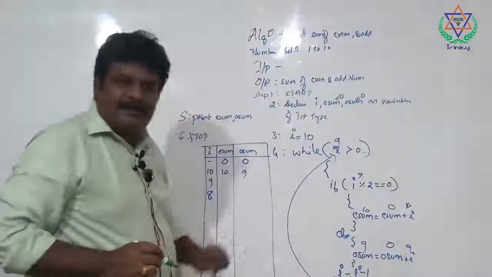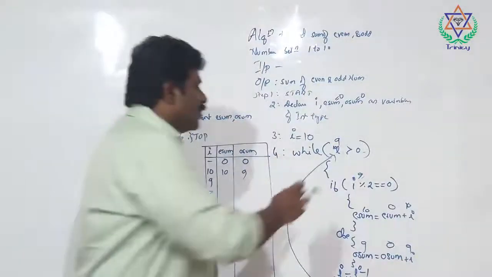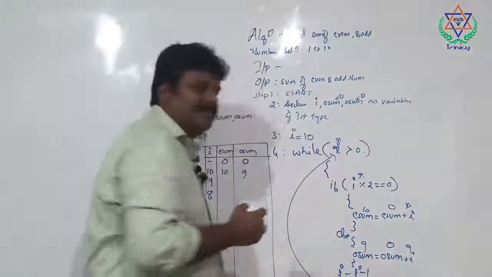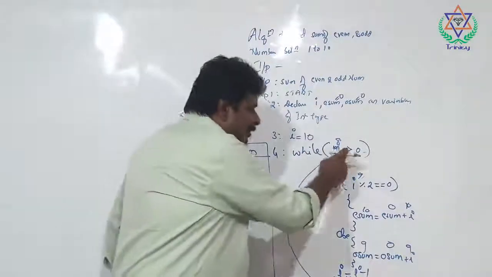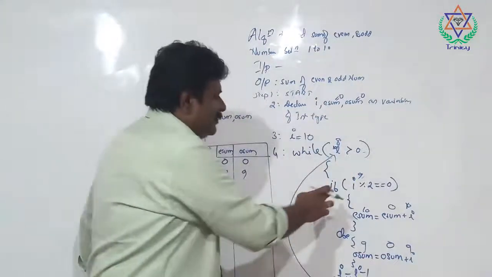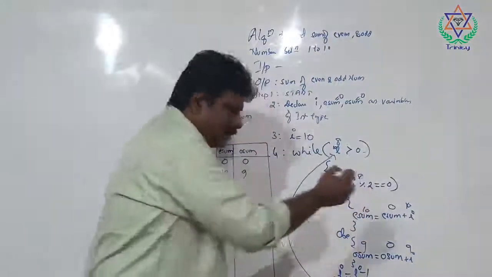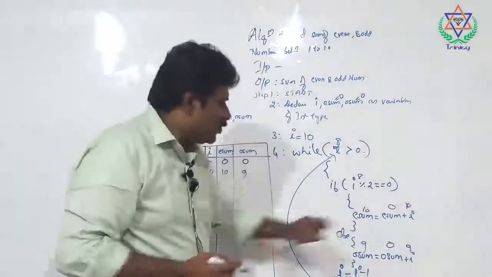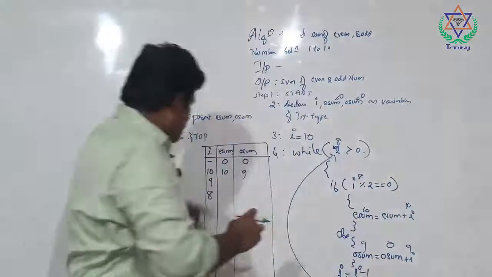I becomes 8. Again it goes back. What is there in I? We have 8. 8 is greater than 0? Yes. It gets inside. 8 mod 2 is equal to 0? Yes. It comes over here. What is there in eSum? eSum is having 10.